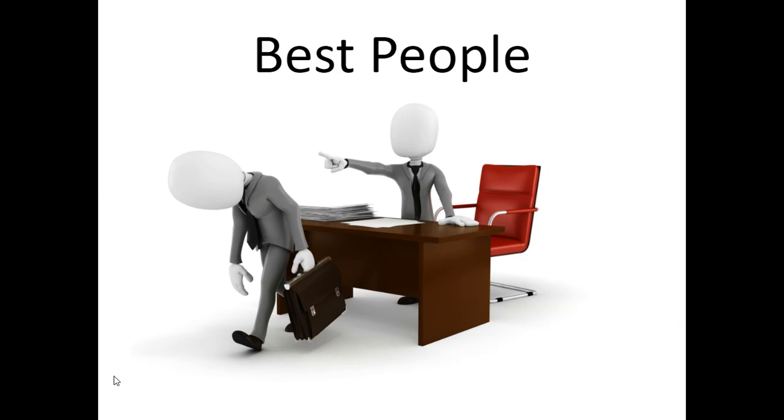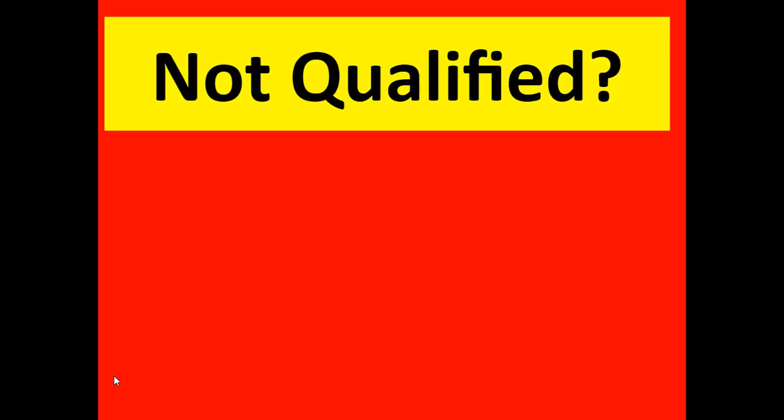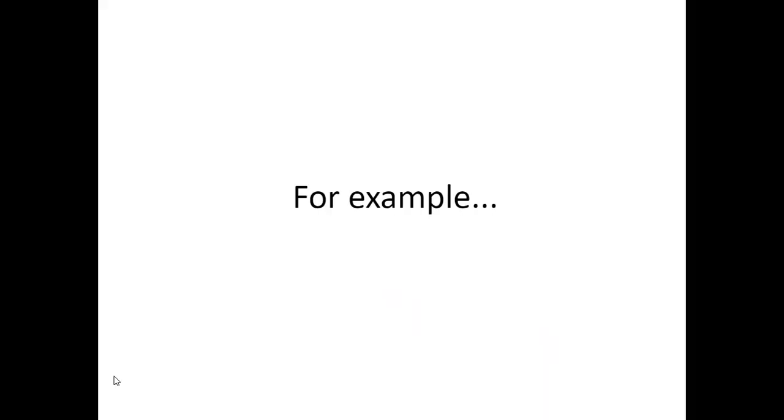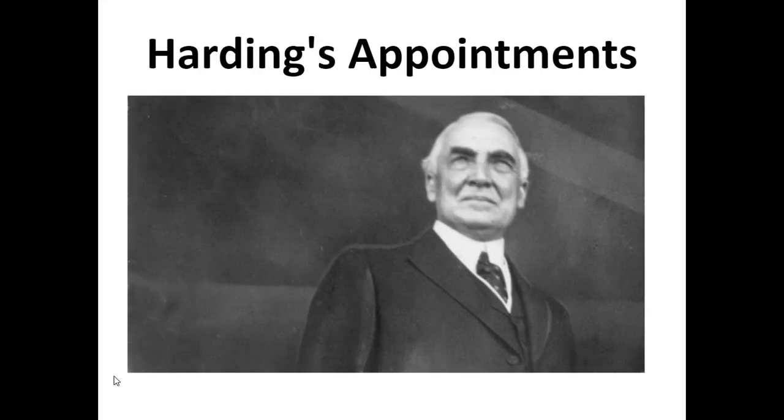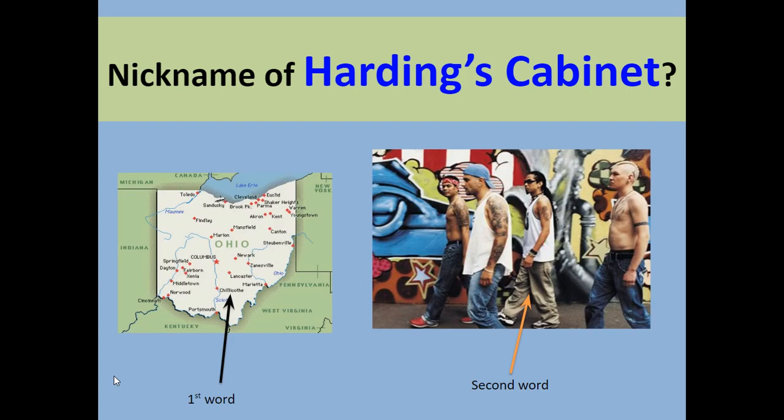Now, the spoils system is bad because the best people don't get the jobs. But the not qualified people, the people that helped you get elected, get those jobs. They get hired. So we have a lot of important people running our government that aren't necessarily the best people for those positions. Harding is a good example. Harding's appointments were nicknamed the Ohio Gang because they were a lot of his poker buddies back from when he served in Ohio. Now, the Ohio Gang is going to get him into trouble.